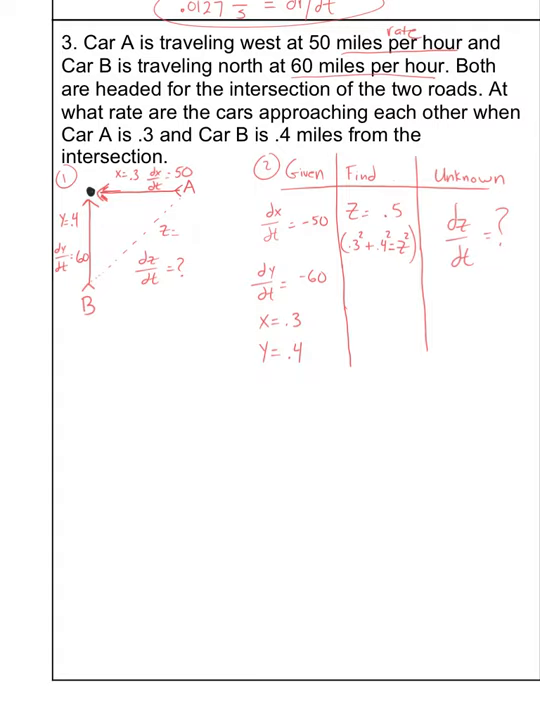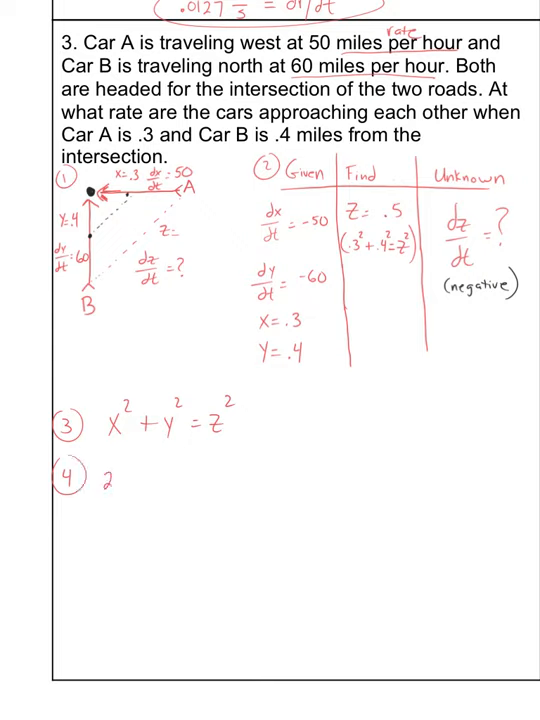Alrighty? So again, you can kind of tell, if I would have put in that distance, it is smaller than this distance. So their distance is decreasing. So we're going to get a negative answer. All right, so let's go to the third step. We need our equation. x squared plus y squared is equal to z squared. The fourth step, we take the derivative.